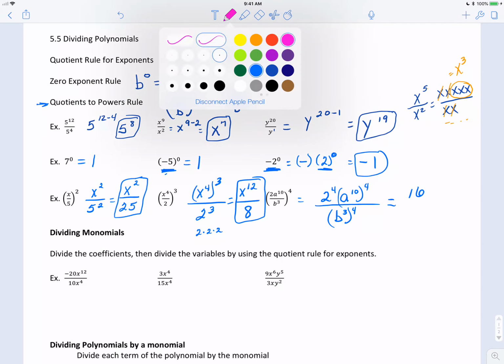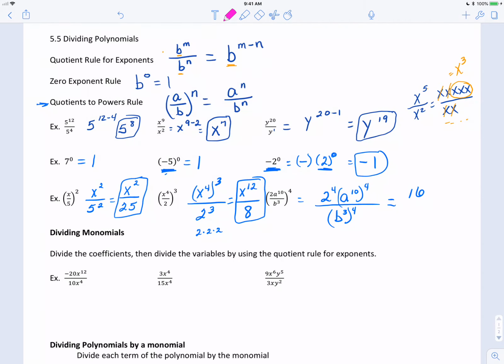Remember, that means 2 times 2 times 2 times 2.